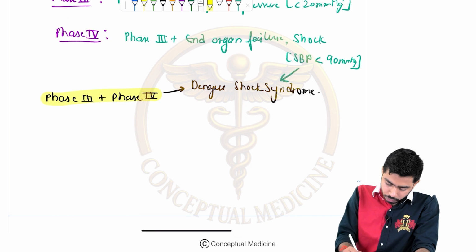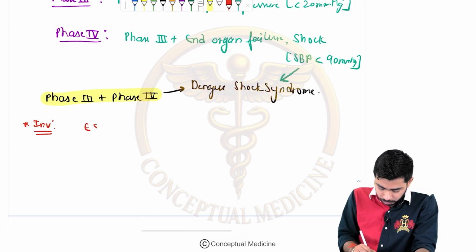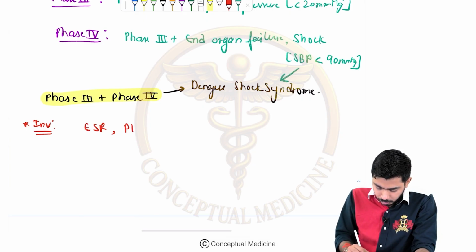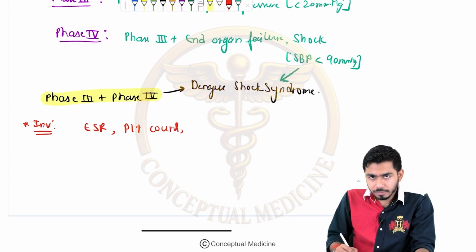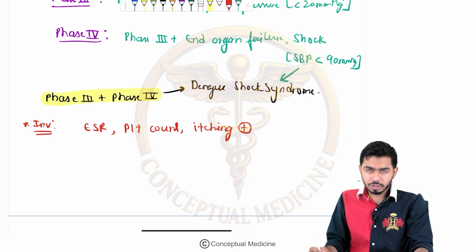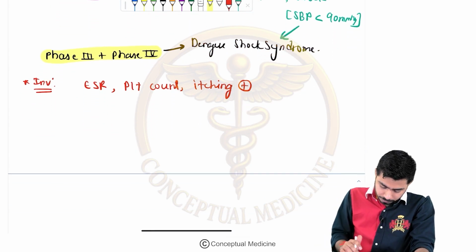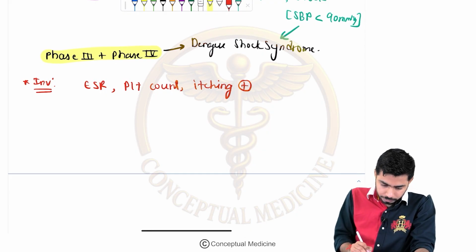What are the investigations which you shall be asking for? You shall be asking for the ESR, you shall be asking for the platelet count, right? So a daily platelet count shall be sent for this person, and itching might be there in these persons, so you need to identify and monitor these signs over there.